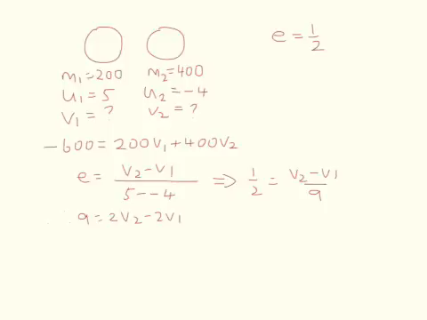So we've now got two simultaneous equations, this one and this one, which we need to solve in the normal way. And when we solve those, we get V2 is a half and V1 is minus 4. You might like to just work through that yourself, but basically we've taken this equation and this equation and solved them to get V2 and V1. And that's using the formula for the coefficient of restitution as well as the formula for conservation of linear momentum.